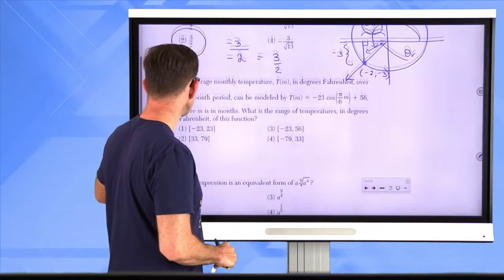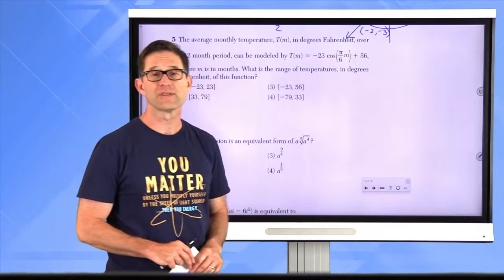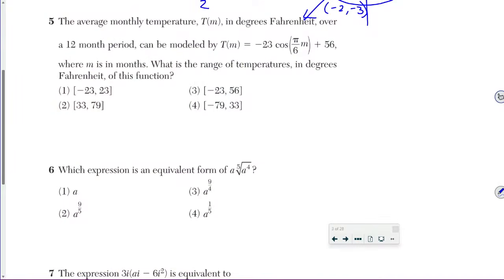Talking about trigonometry, let's take a look at another trig problem. Exercise number 5. The average monthly temperature, T of m, in degrees Fahrenheit over a 12-month period can be modeled by T of m equals -23 times the cosine of pi divided by 6 times m, plus 56, where m is in months. What is the range of temperatures in degrees Fahrenheit of this function?